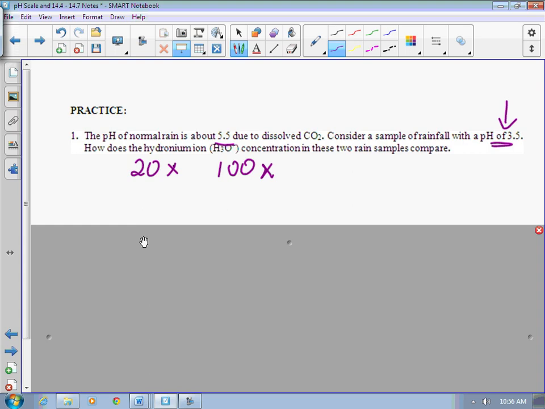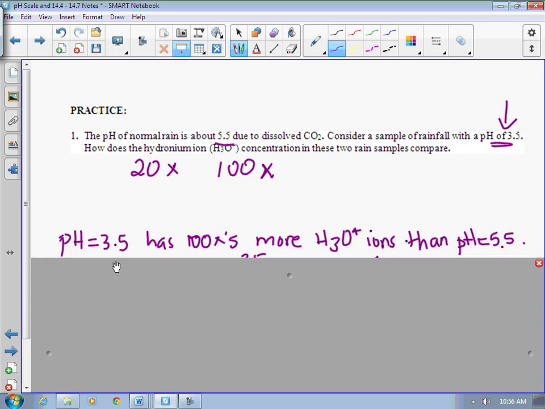Hopefully you did some thinking about it and came to this conclusion: if pH is 3.5, it has 100 times more hydronium than a pH of 5.5. Keep in mind, every time you change one pH unit, that's a times 10 change in hydronium. So 3.5 to 4.5 would be 10 times more acidic. 4.5 to 5.5 would be another 10 times.